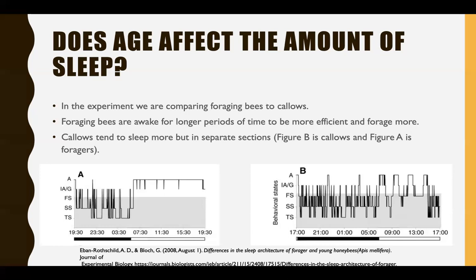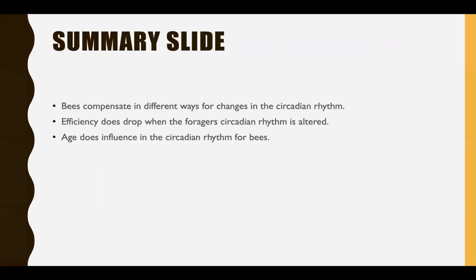Also, forager bees tend to sleep outside of the cells, and callows sleep inside the cells. This is used to compare how the circadian rhythm changes from forager bees to callow bees, and how foragers have to be more efficient with their circadian rhythms.